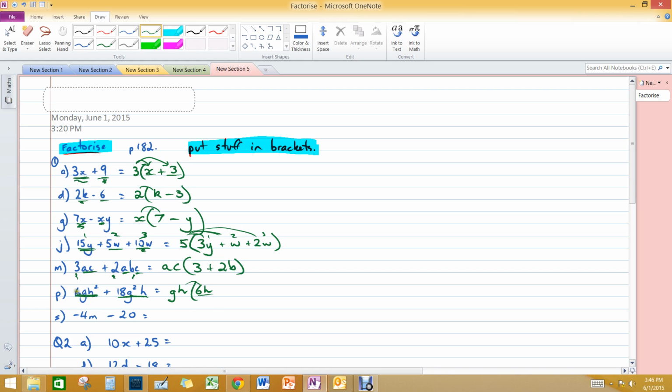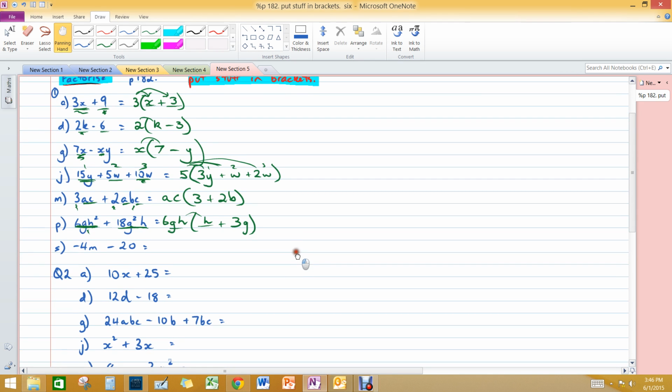So what's a common factor here in terms of numbers as well? Well, 6 and 18, the common factor there is going to be 6. So I can actually write in 6 there and get rid of my 6 here. So 6gh times h gives me 6gh squared, plus 6 times what gives me 18, well 6 times 3, and then we've got gh there, gh here, we just need one more g, so we're going to go 6gh, open brackets, h, plus 3g, close brackets.